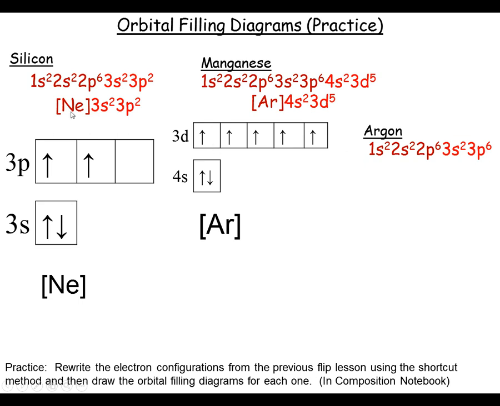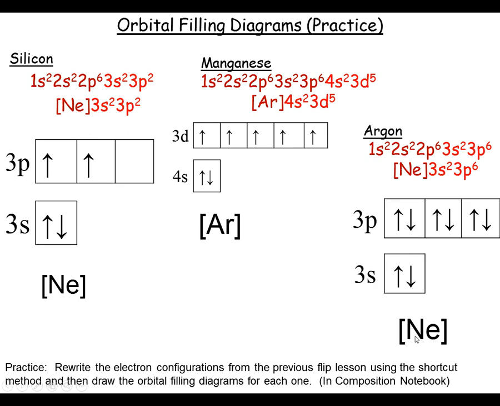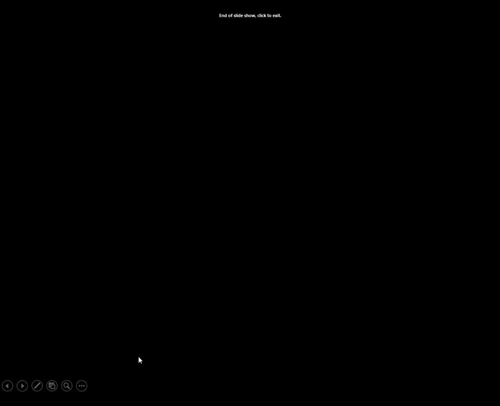And then argon, similar startup to silicon there. We got neon. It's 3s2, 3p6 though. So unlike silicon here, the 3p is completely full. So we draw neon in square brackets in the bottom, 3s with 1 up, 1 down arrow, and then the 3p would have 3 boxes with paired electrons all the way across. And so that ends our flip lesson on how to draw the Bohr electron configuration and also how to draw orbital filling diagrams.